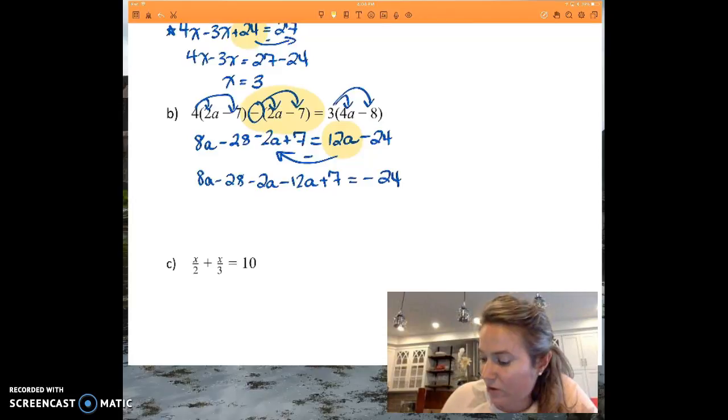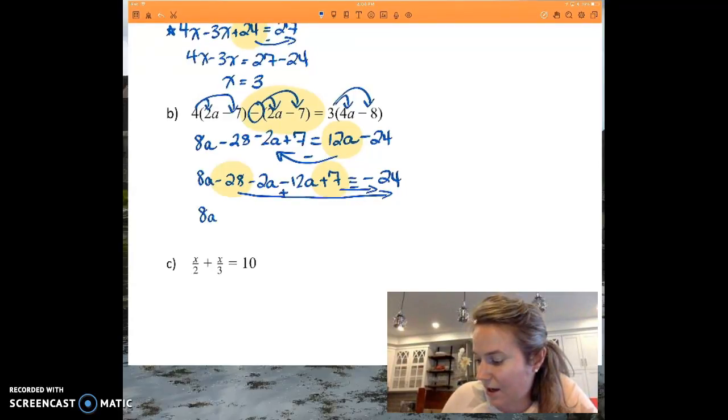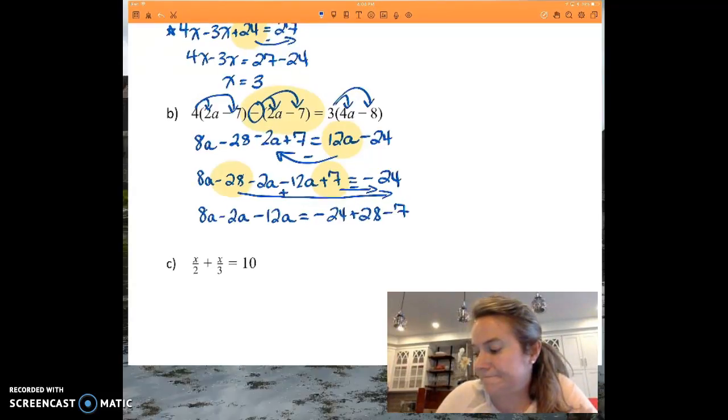And what do I need to move over? So I've got this negative 28, and I've got this positive 7. So let's see if we can move them both. All right. Negative 28 is going to become plus, and plus 7 is going to become minus. So I'm going to get 8a minus 2a minus 12a equals minus 24 plus 28 minus 7. So I've got 3 terms on each side. Now I'm going to simplify. 8 minus 2 is 6. 6 minus 12 is minus 6a. Minus 24 plus 28 is going to be positive 4.